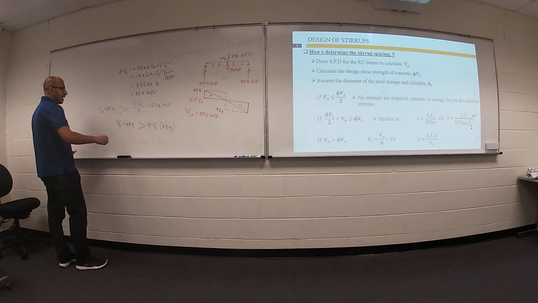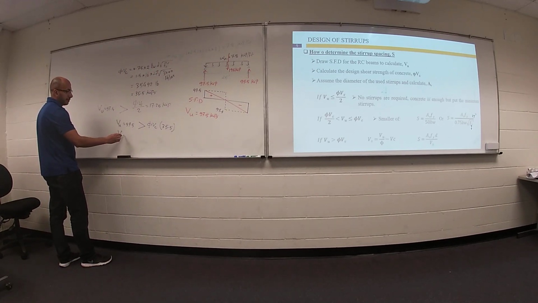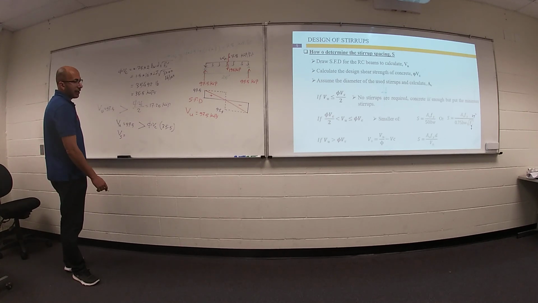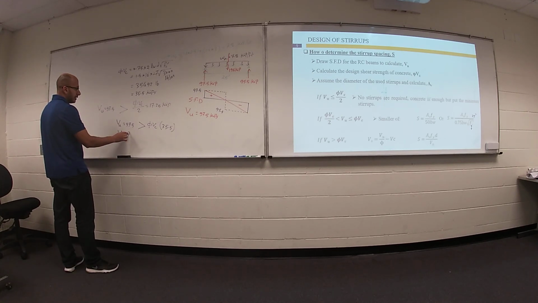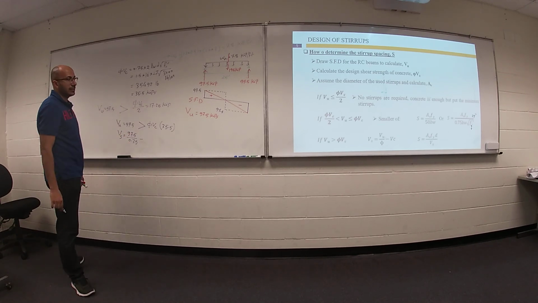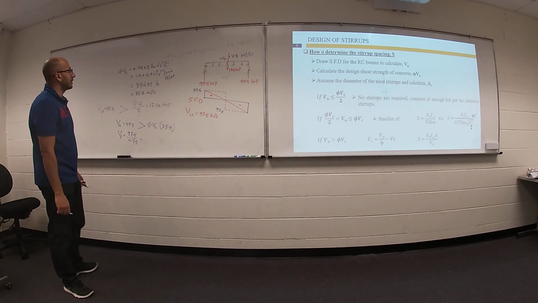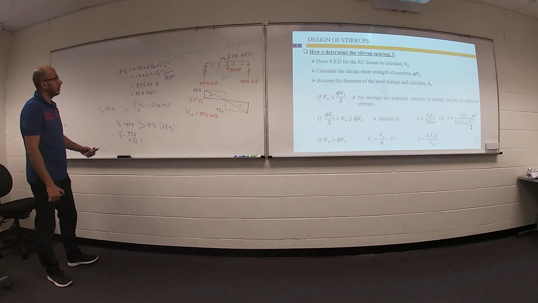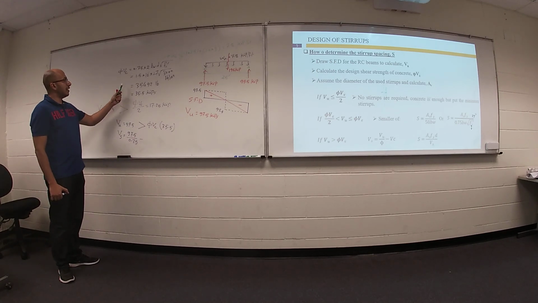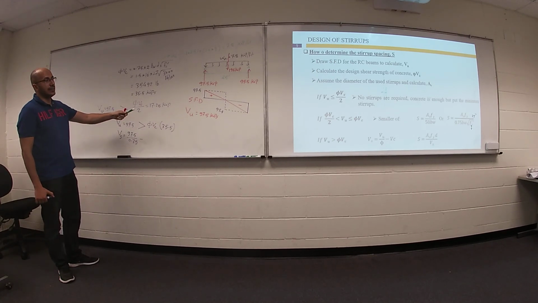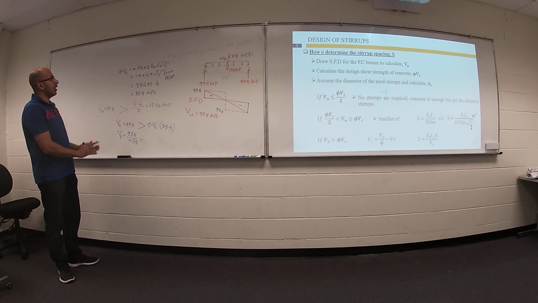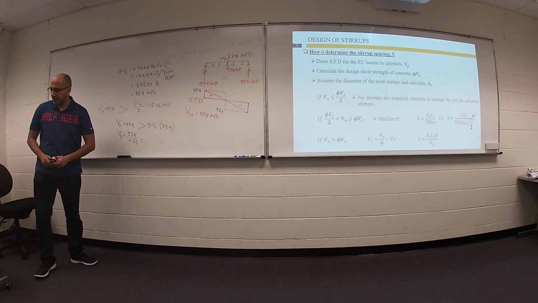Okay, go ahead and calculate your VS, which equals V ultimate 97.5 divided by phi, minus what? VC. What is the value of VC? 35. No, no. 35.5 is phi VC. If you would like to get VC only, divide this number by 0.75.